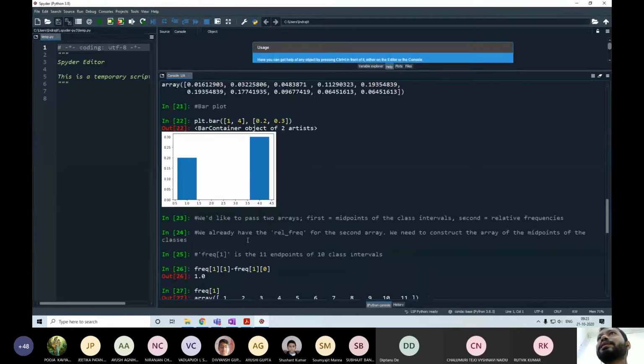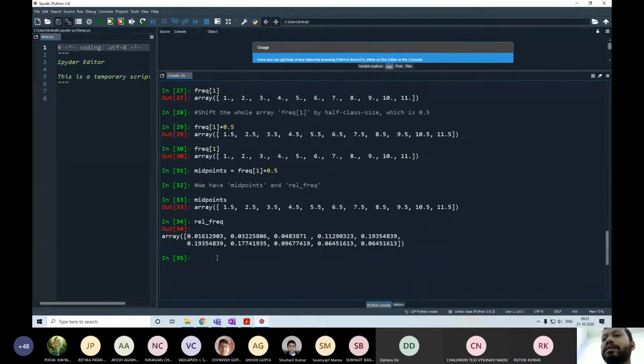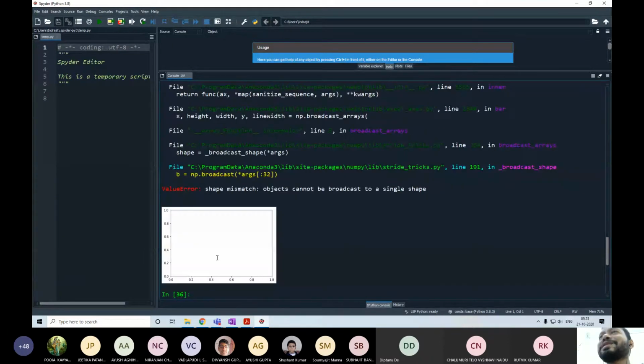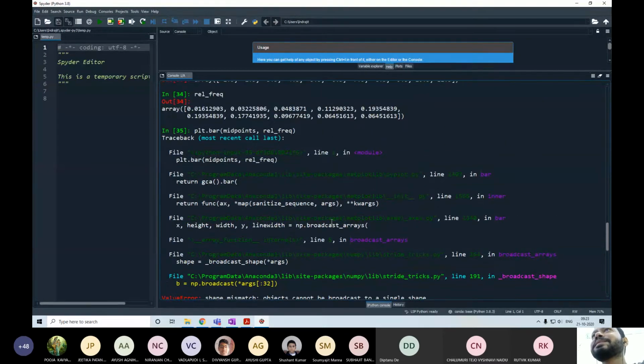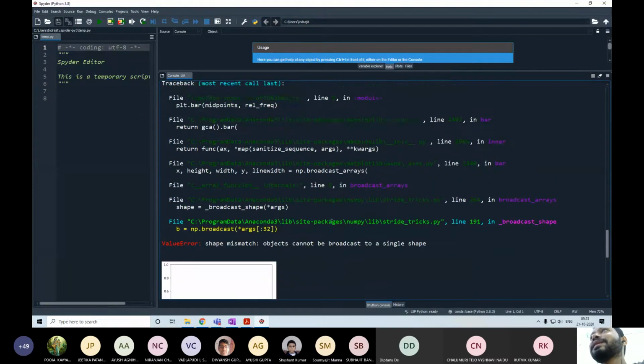Now, if I plot a bar plot like this, we want to pass two arrays: the first one is the midpoints and the second one is the relative frequencies. Now, if we pass it through this bar plot, let's see what happens. First array is midpoints, second array is relative frequency. Okay, so it gives an error. Can anyone guess why it is giving an error? Does it say anything? Okay, it says shape mismatch, a dimensional mismatch.